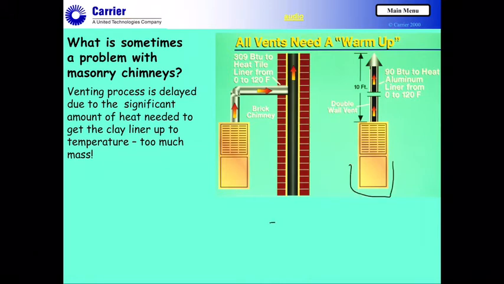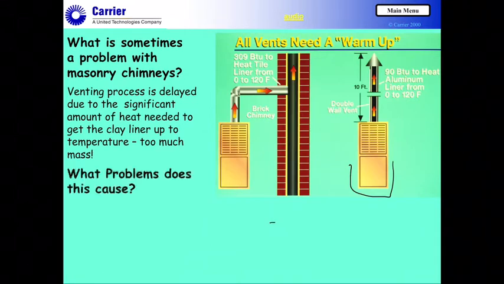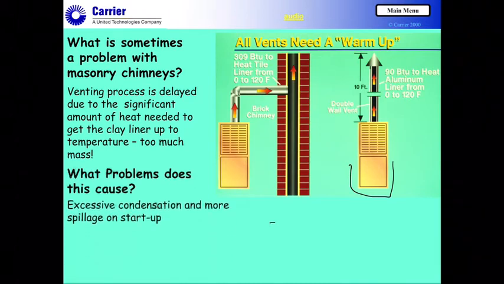The image to the right, you can see that we're showing a double wall B vent, and on this B vent we're only losing maybe 90 BTUs of heat going to that chimney liner to warm it up from 0 to 120. Substantially different compared to the other systems. So, what problems does this cause? Obviously the reason I'm telling you about this is because condensation is a real issue, and it also creates more spillage.